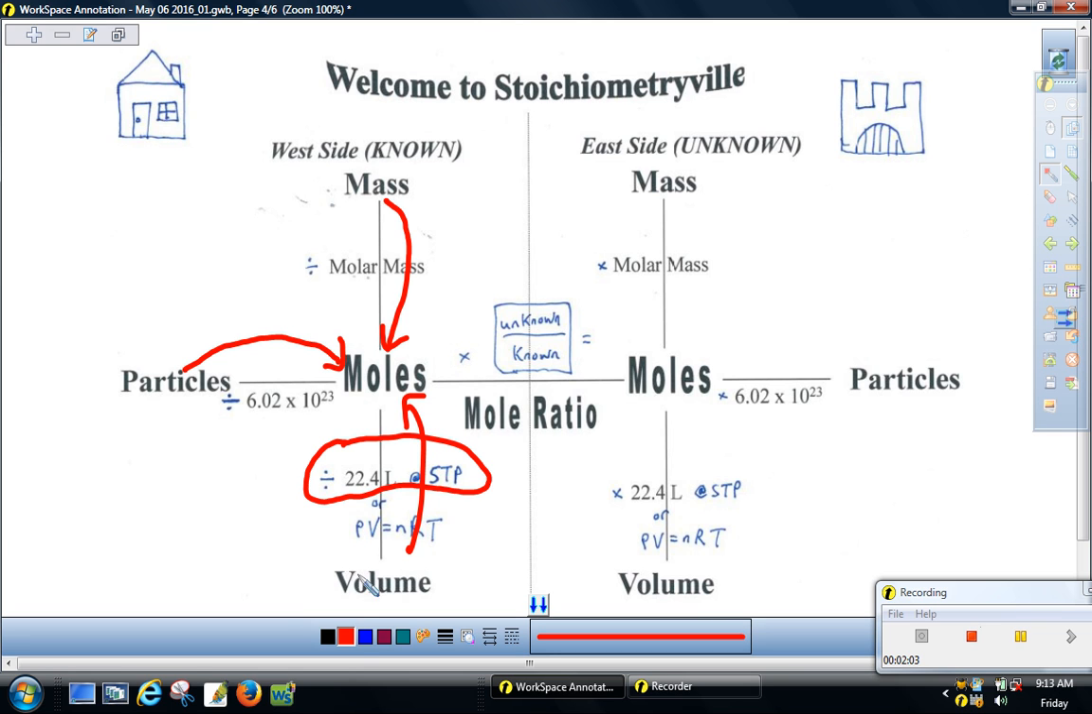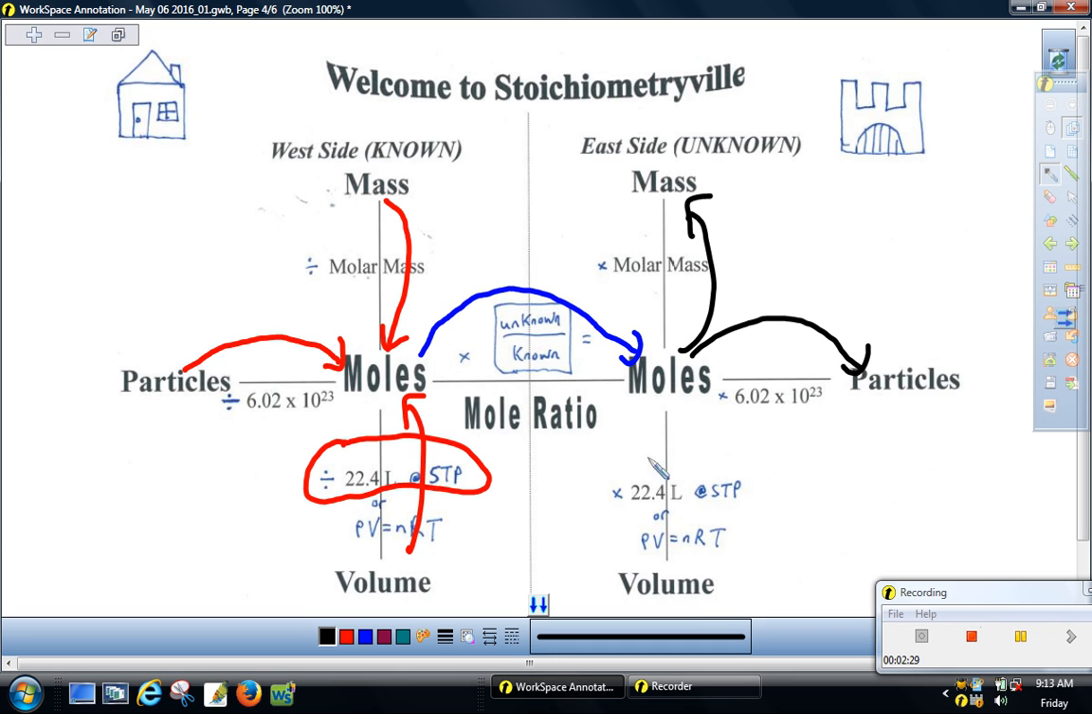Alright, and then the second step is the same step that we've been doing. We're going to take the moles of known, multiply it by the ratio of unknown over known to figure out how many moles of unknown we have. And then step 3, if it asks for how many grams of unknown we can produce, we'll multiply by the molar mass like we did last unit. If it asks for how many particles of the unknown can we produce, then we'll multiply it by Avogadro's number like we did last unit.